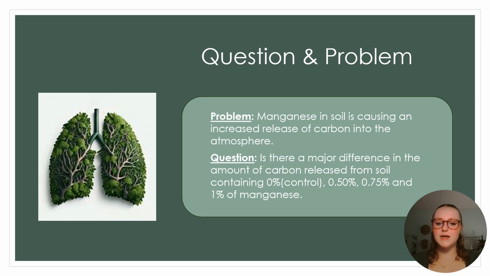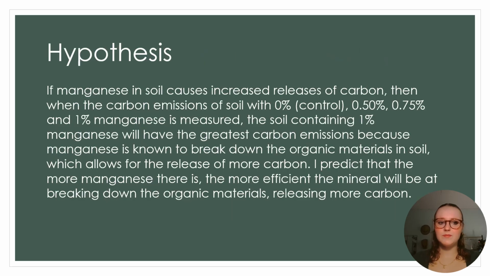So therefore, in my project, I decided to have different groups of soil containing different percentages of manganese dioxide, such as 0%, 0.5%, 0.75% and 1% of manganese dioxide. I hypothesized that the group containing 1% of manganese dioxide would release the most amount of carbon, as I believed that there was a possible connection between the amount of CO2 in the air around areas where manganese dioxide in soil was more prevalent.